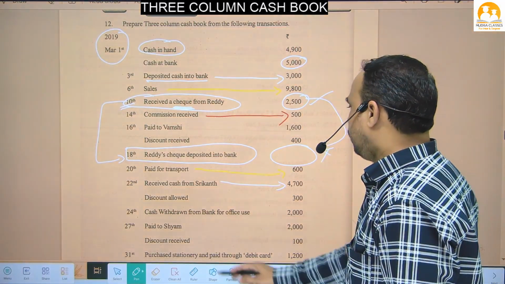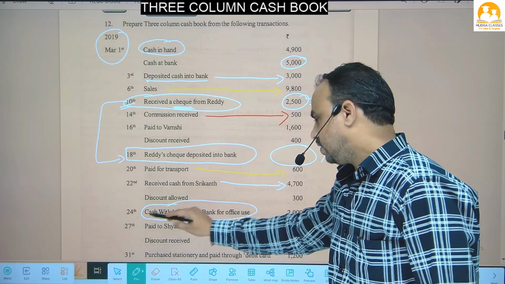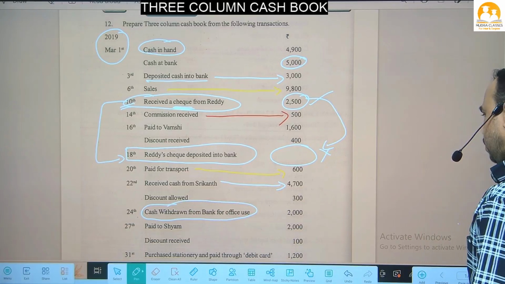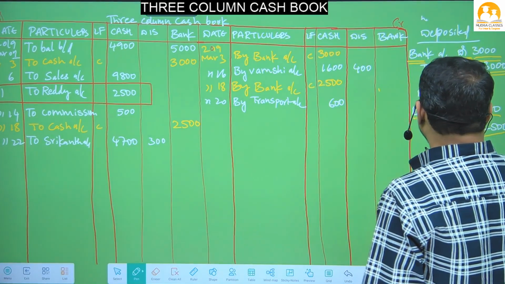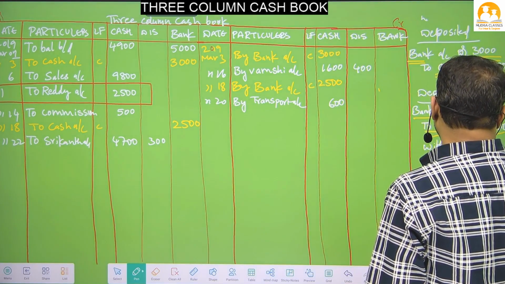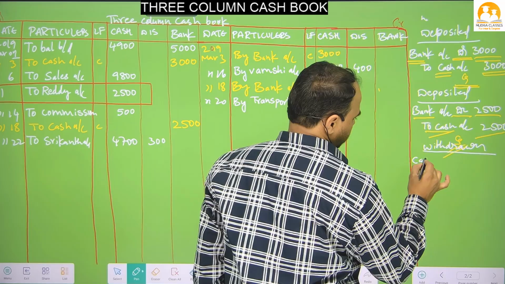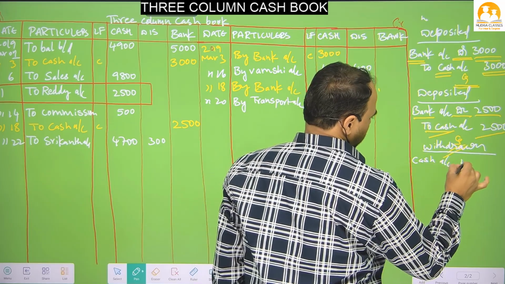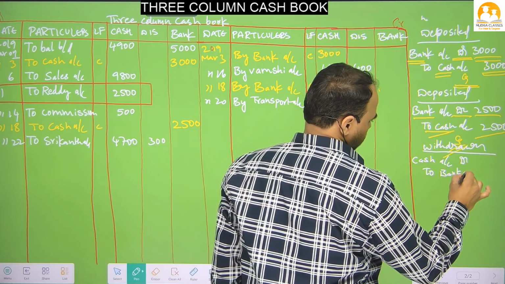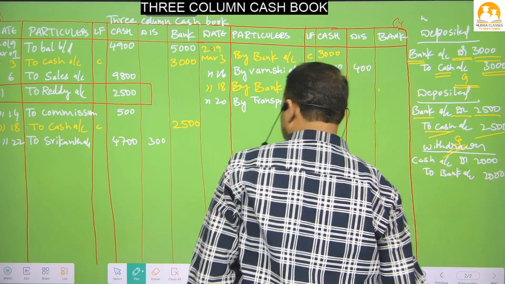Next one, cash withdrawn from bank for office use. Whenever you withdraw cash from bank, that is a contra entry, you know very well. So we have to write the journal entry here, date 24/2000. Whenever you withdraw, you have to write a journal entry. In this journal entry, cash account debit to bank account, 2000 rupees debit and 2000 rupees credit. This is the journal entry.